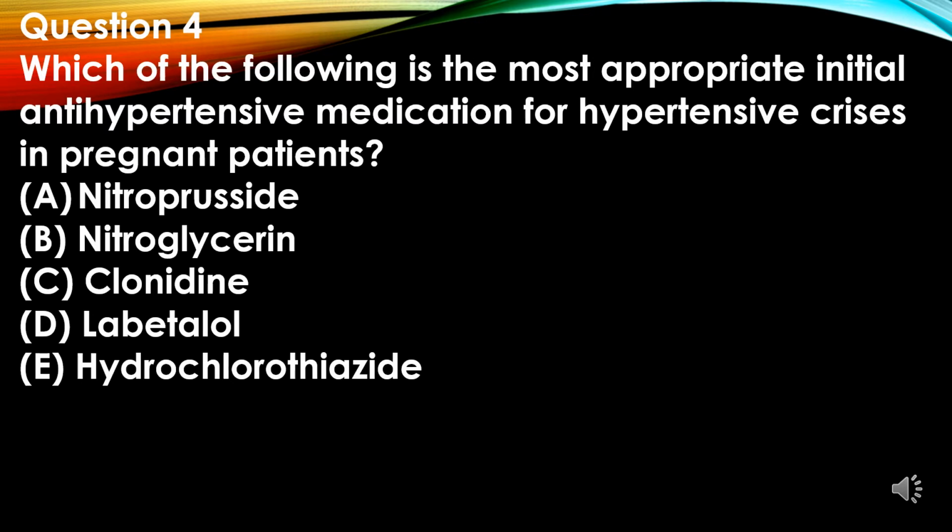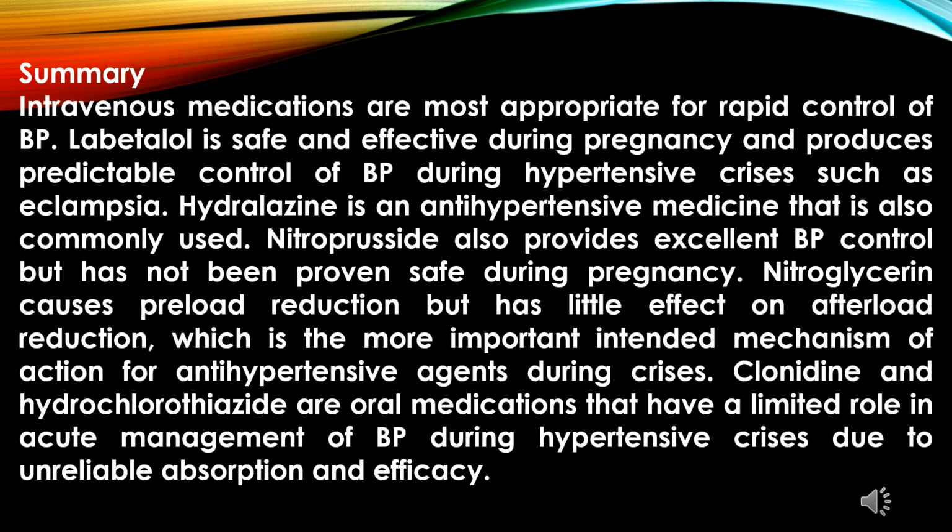Question 4. Which of the following is the most appropriate initial antihypertensive medication for hypertensive crisis in pregnant patients? A. Nitroprusside. B. Nitroglycerin. C. Clonidine. D. Labetalol. E. Hydrochlorothiazide. D. Labetalol. Summary. Intravenous medications are most appropriate for rapid control of BP. Labetalol is safe and effective during pregnancy and produces predictable control of BP during hypertensive crisis such as eclampsia.